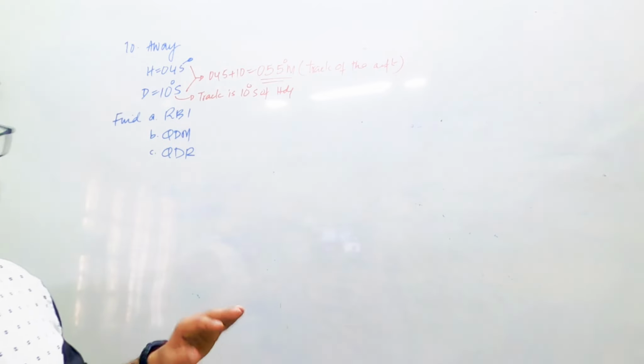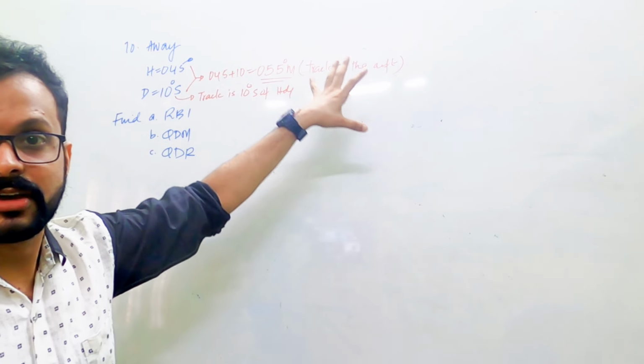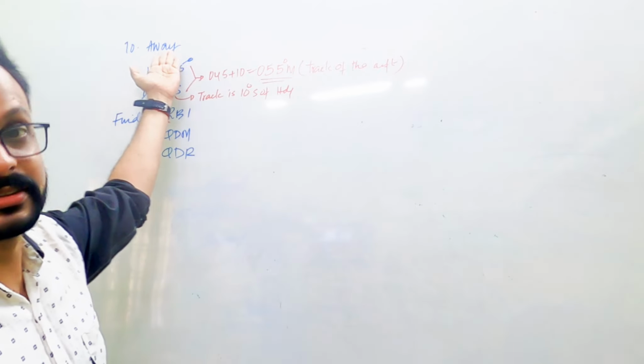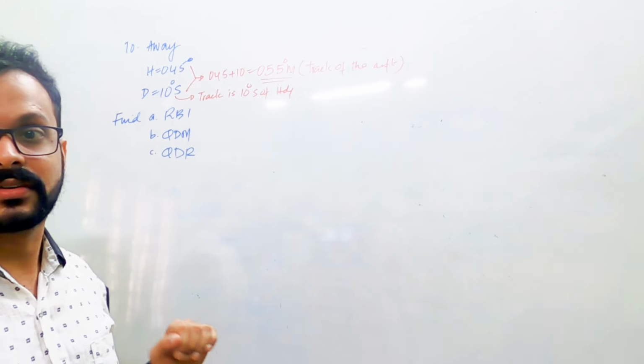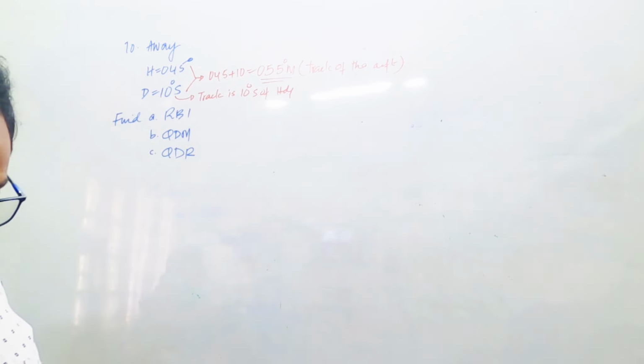So don't always think that the track of the aircraft is a QDM. That will be QDM only if you are tracking towards the station. If you're tracking away from the station, as in this case, the track of the aircraft is exactly the QDR, which is opposite to your QDM. Right? Alright, so here that is it.